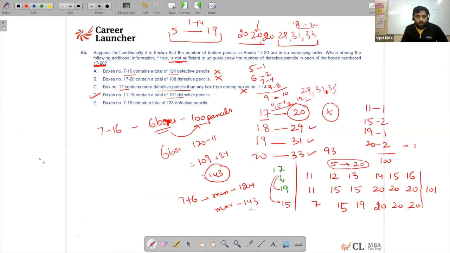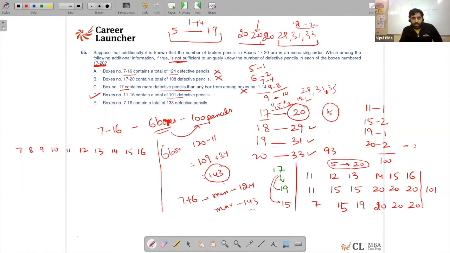Okay, now option number E says box number 7 to 16 contain a total of 133 defective pencils. 7 to 16, that means all the 10 boxes. So let me write it: 7, 8, 9, 10, 11, 12, 13, 14, 15, and 16. So 3, 6, and 10. Okay, so we need to place this 133 and see whether we can have only one option of filling it or more.